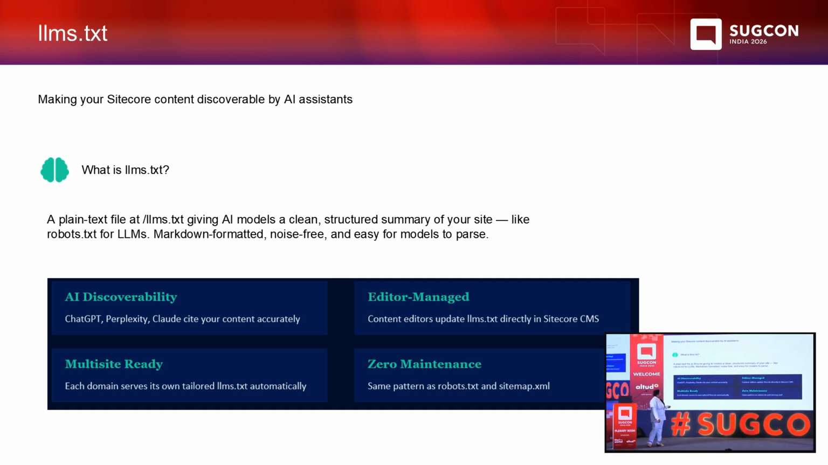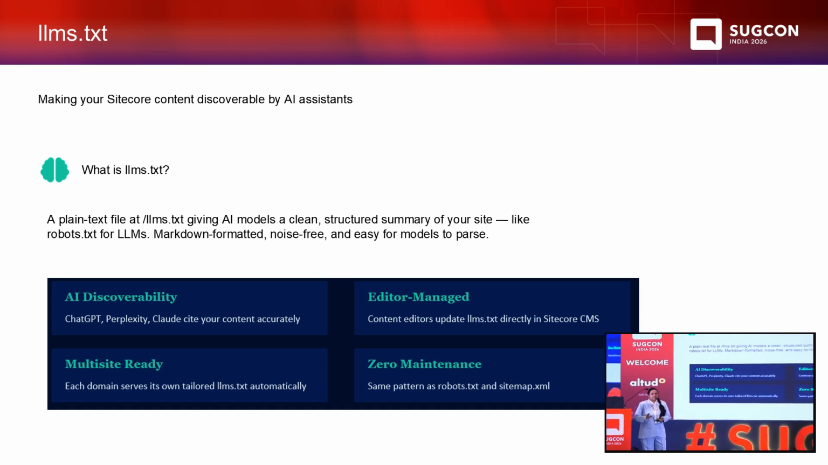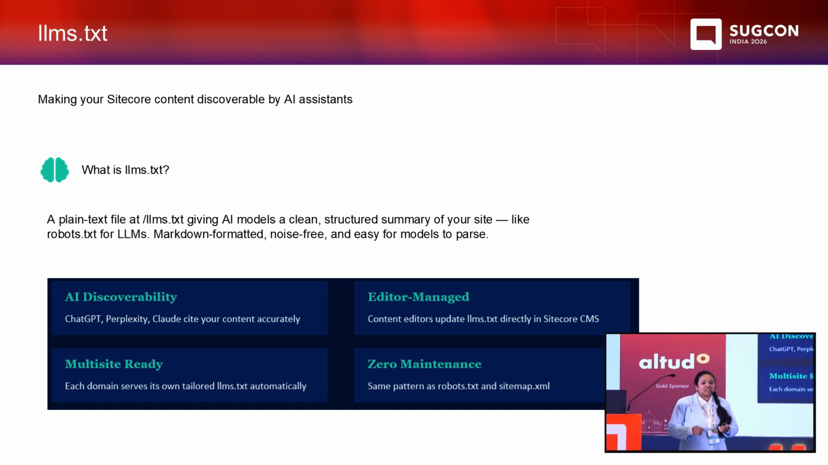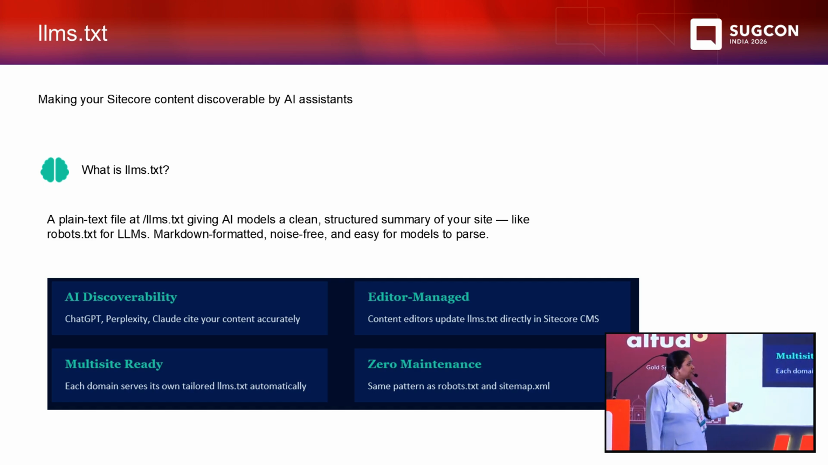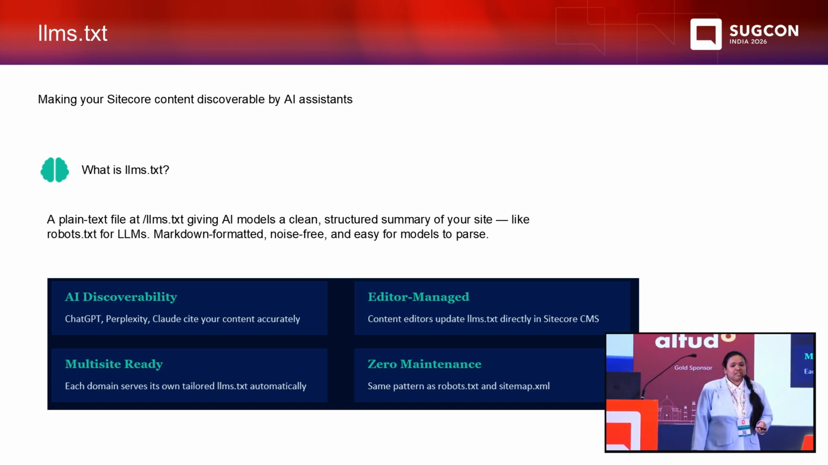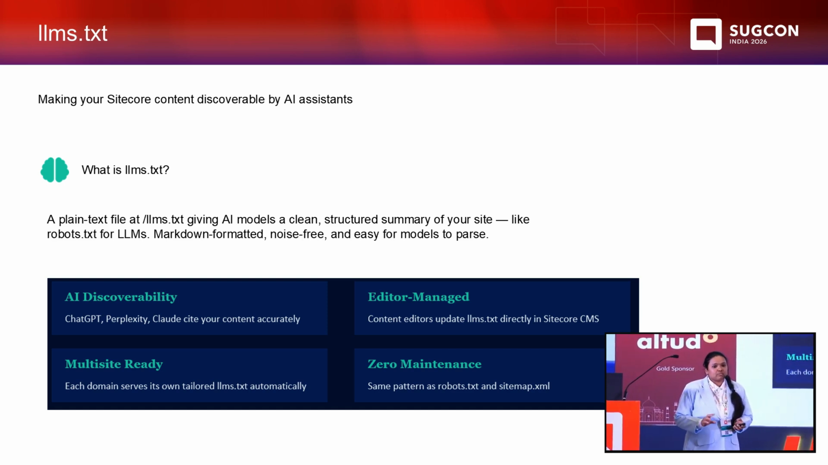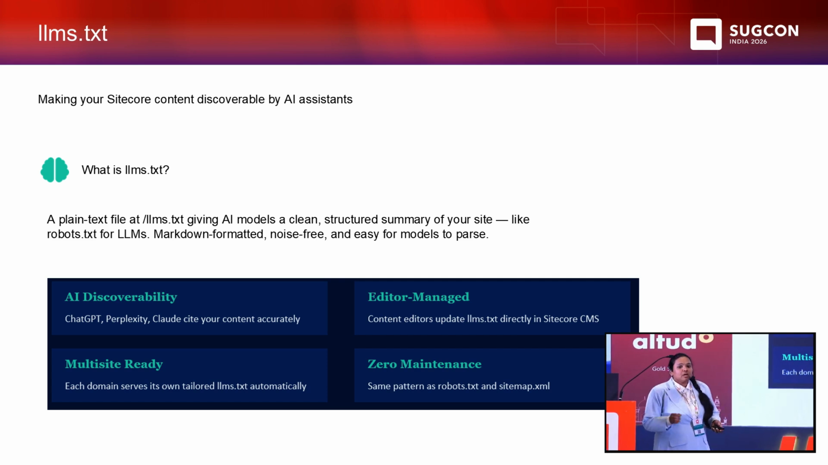That is this one, because this is one file which makes all the AI models understand and makes your site searchable in the AI models. This is a simple text file which is used to give the models a clean approach, wherein it stores the data in markdown format, which is also easy for the models to parse. Now, these are the 4 use cases: AI discoverability, editor managed, multi-site ready, and zero maintenance.